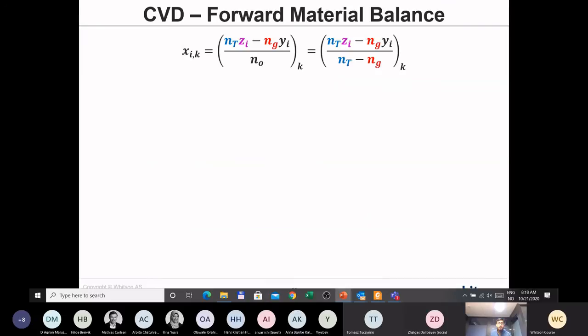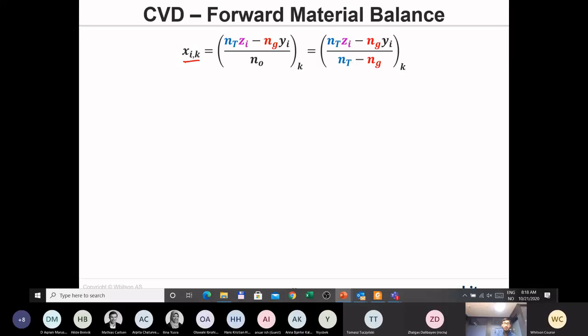Forward material balance. Again, you can go through the paper. It is very well written and very detailed. And there are other things discussed in the paper, like how you can generate black oil tables, for example, for gas condensate reservoirs with the CVD experiment. But in general, in forward material balance, what we are trying to achieve is to get the mole fraction of each component in the liquid phase.